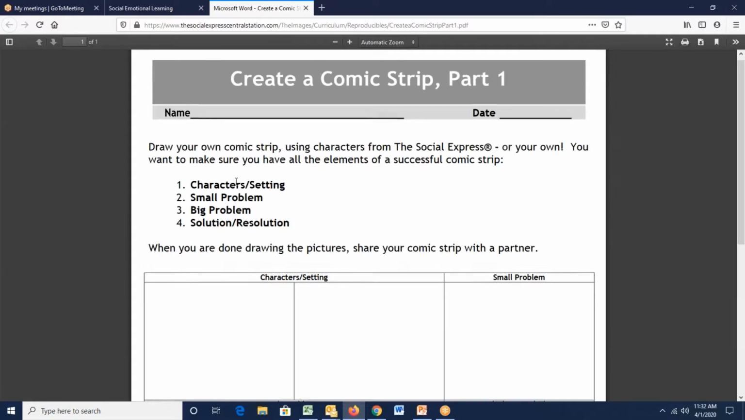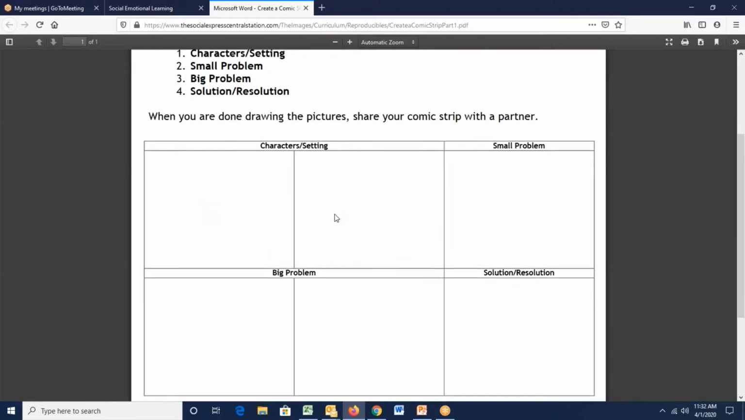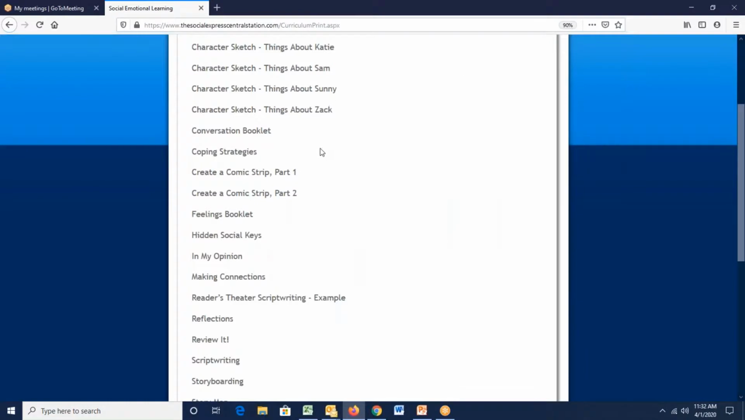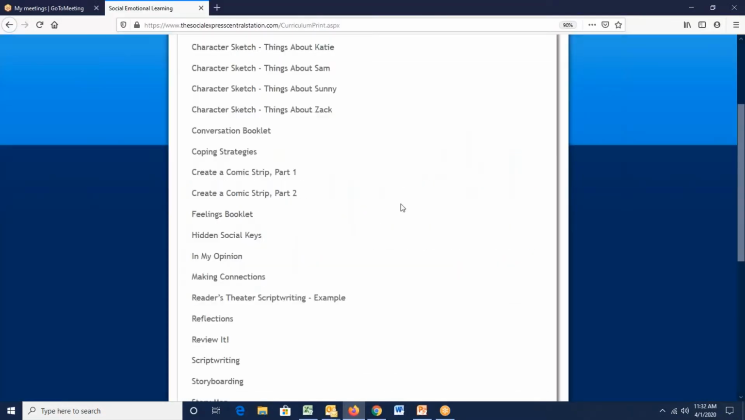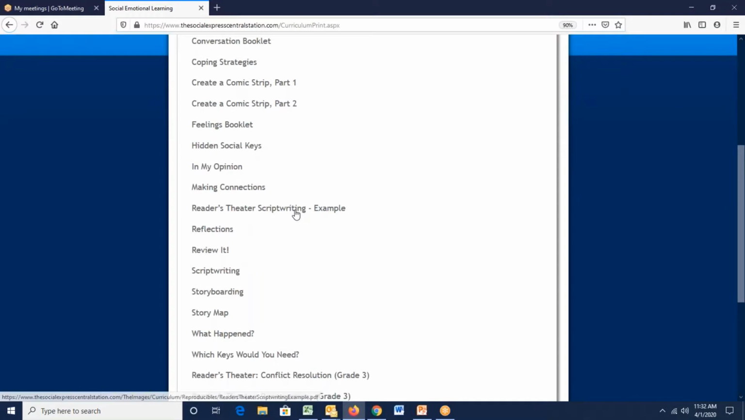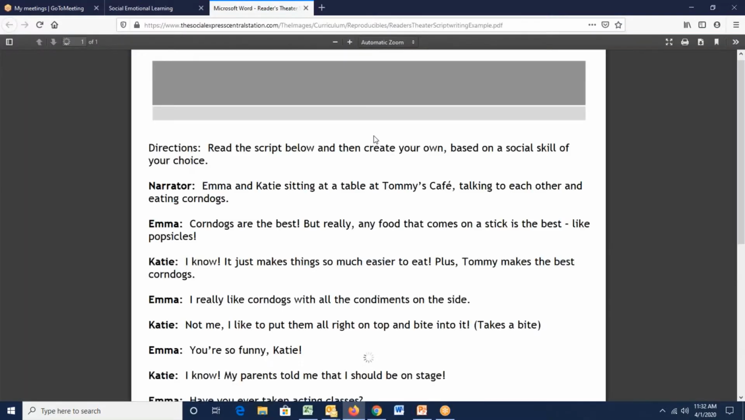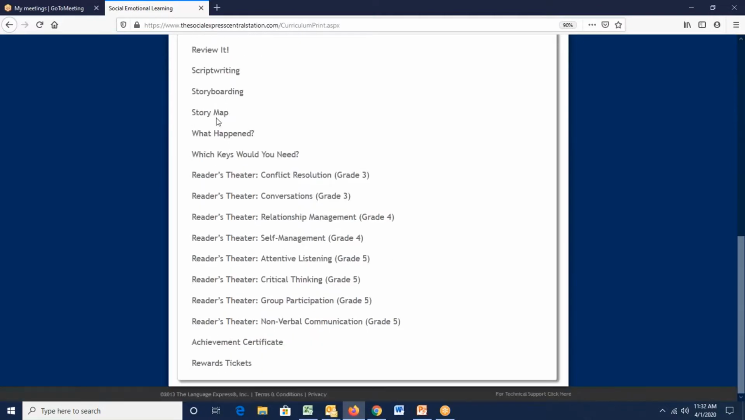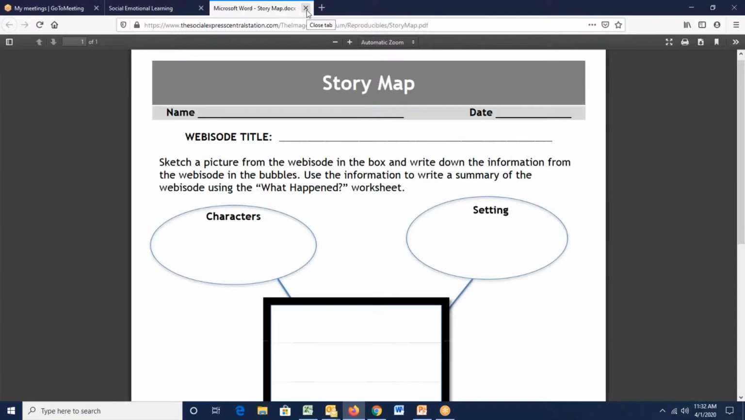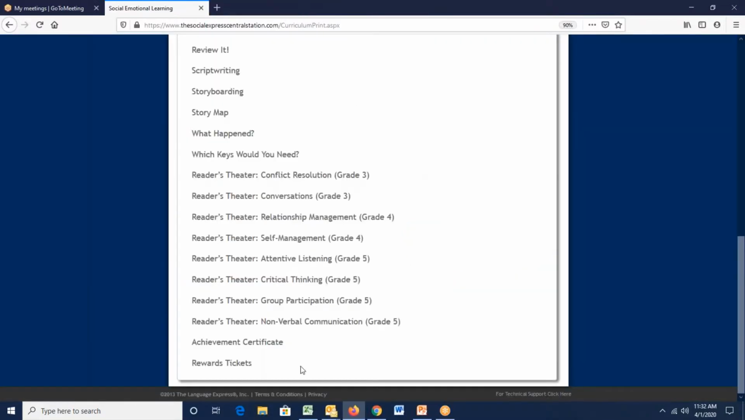Then it kind of goes into some more creating comic strips for what other problems might the characters have to solve, coming up with new ideas. The hidden social keys, in my opinion, now you're doing some journal writing. Reader's theater examples, maybe they could even do a little acting out at home. And then it just gets more and more complex, storyboarding and what have you. So these are all just offline activities.